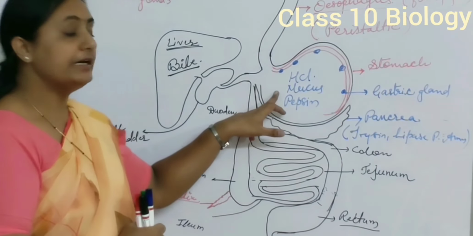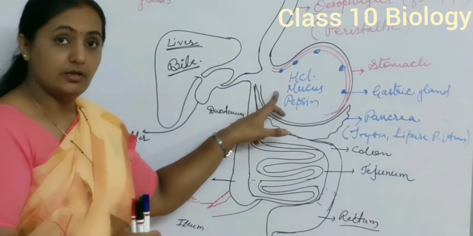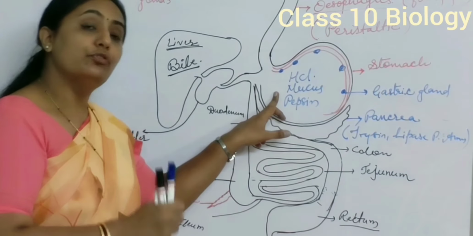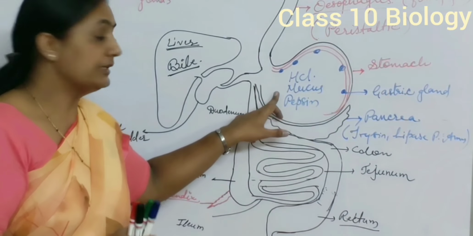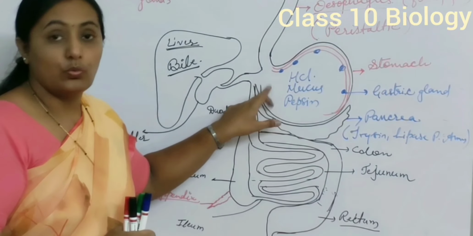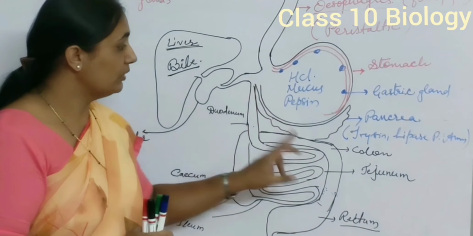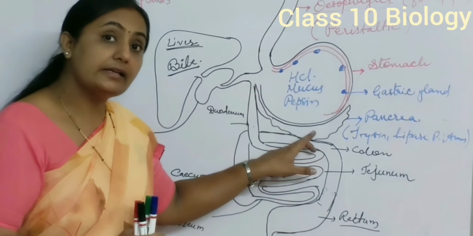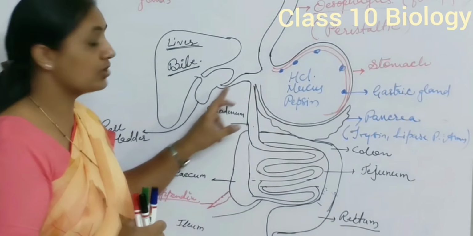Whatever acidic medium is there in the stomach, the food is mixed with acid and turns into an acidic medium. So this medium has to be neutralized. Once this medium is neutralized, then only the action of the pancreatic enzyme is possible, and the pancreatic enzyme works only in the presence of bile.